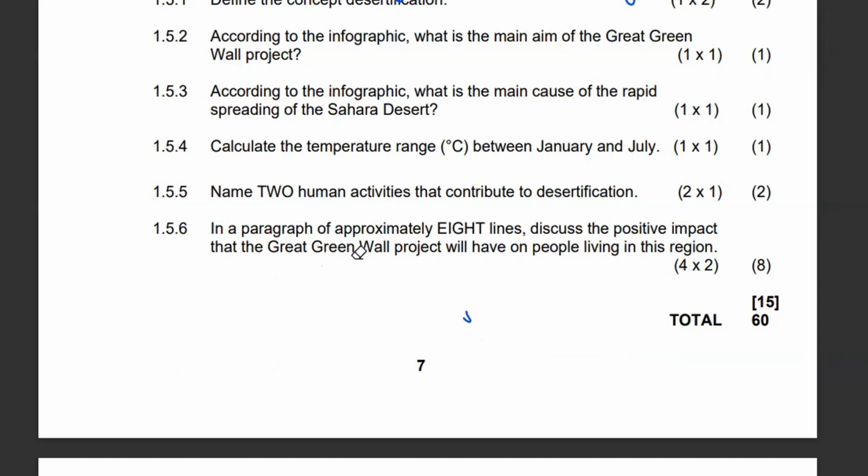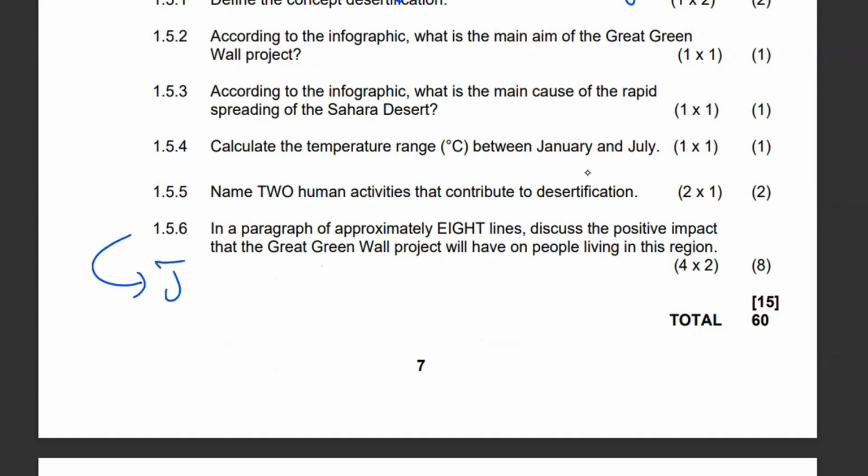Right, the next question says, in a paragraph of approximately 8 lines, discuss the positive impact that the Great Green Wall Project will have on people living in the region. Right, that initiative of planting trees, how is it going to impact positively on the people?